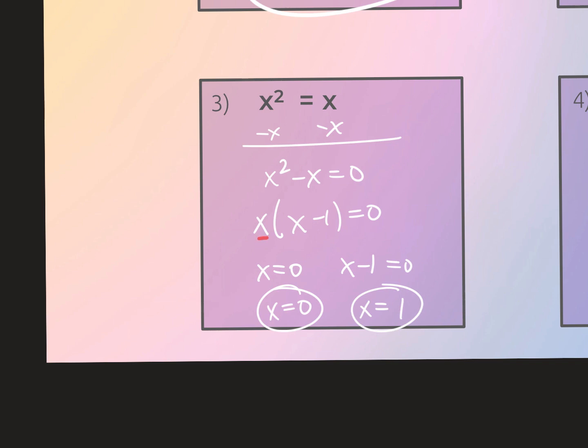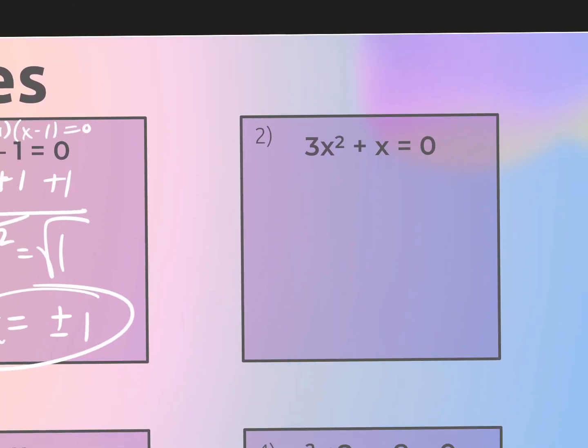After you factor it, you set each piece equal to 0. So you set the x equal to 0, and then you set the parenthesis x minus 1 equal to 0. Move everything to one side and factor it, and then each piece that you factored out, you set equal to 0. So if we look at number 2, is everything on one side? I have an x squared and I have an x to the first, so I have everything on one side, correct? Okay, so we're going to factor.